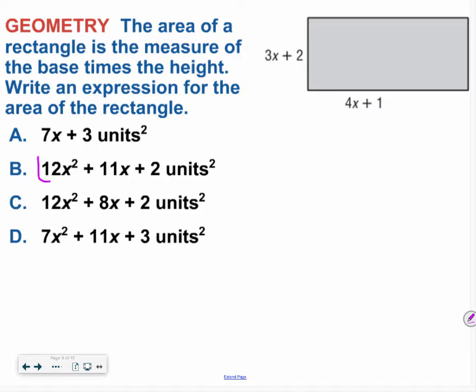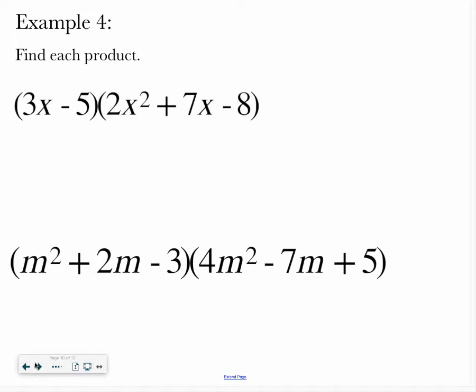Hopefully you ended up with 12x squared plus 11x plus 2 units squared. I forgot to label my answer on the last problem. Sorry about that. All right, our last example is taking it to that next level. We're going beyond FOIL, but we're going to use that same idea, okay?